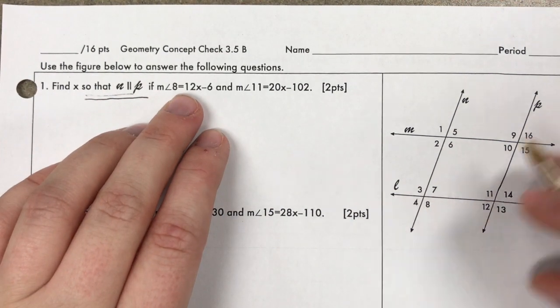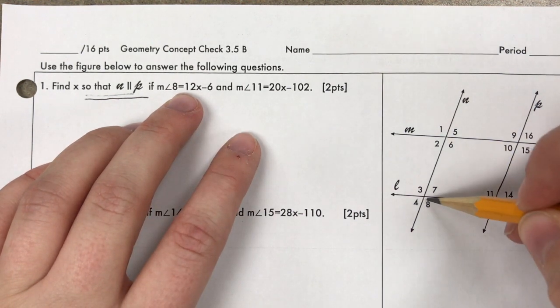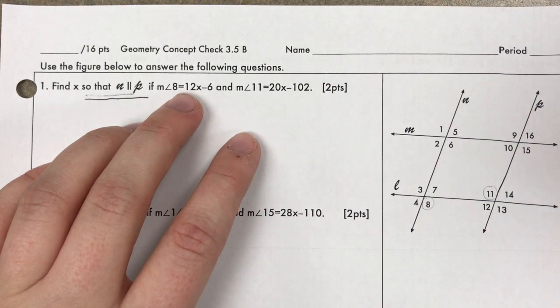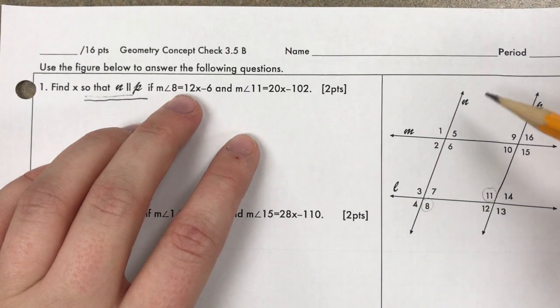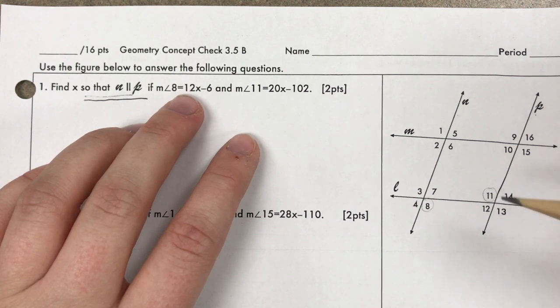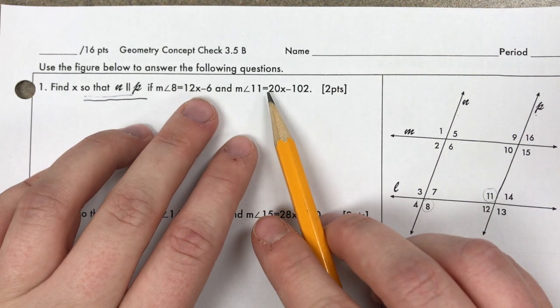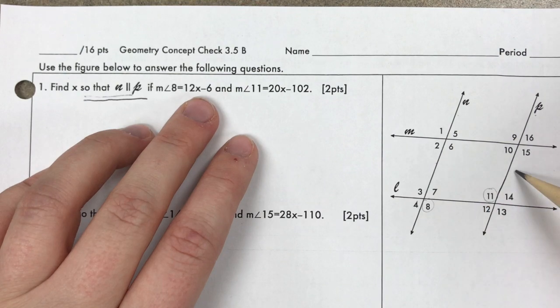So what angles are we talking about? We are talking about angles 8 and 11. Right here, those are alternate interior angles. No matter what, regardless of whether n and p are parallel or not, these are alternate interior angles. So if we can make them congruent, and we were given two expressions for the angle measures, then that would mean that n is parallel to p.